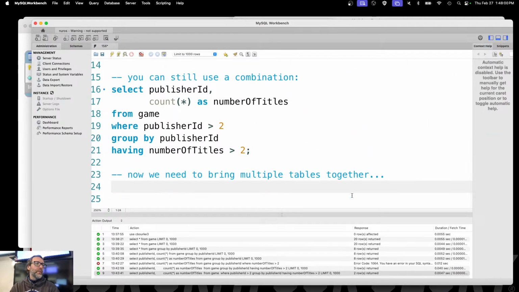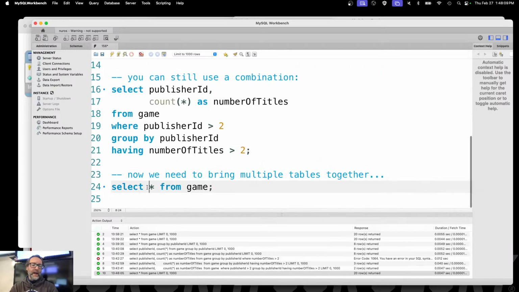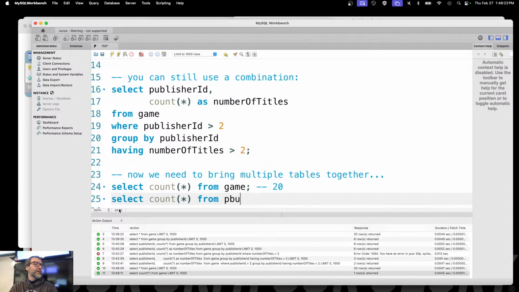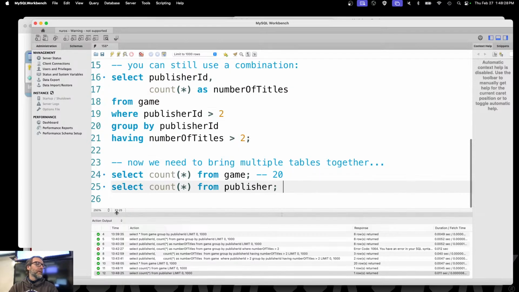Okay? We call this join, right? So select everything from, let's go with game first. How many are in there? 20 it looks like to me. Let's go ahead and do a count instead. How many are in the game? 20, okay. So let me put that into a size 20. Select count of everything from publisher. And how big is that? How big is the publisher table? 15, right? So there are 15 elements in there, okay?